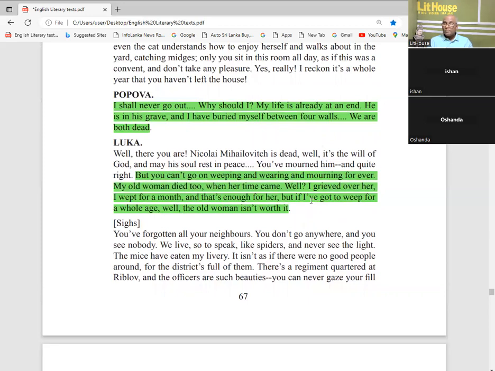Madam, you cannot weep and mourn forever. It is useless. My old woman too died. Now Luca says, my old woman, my wife also died, madam.